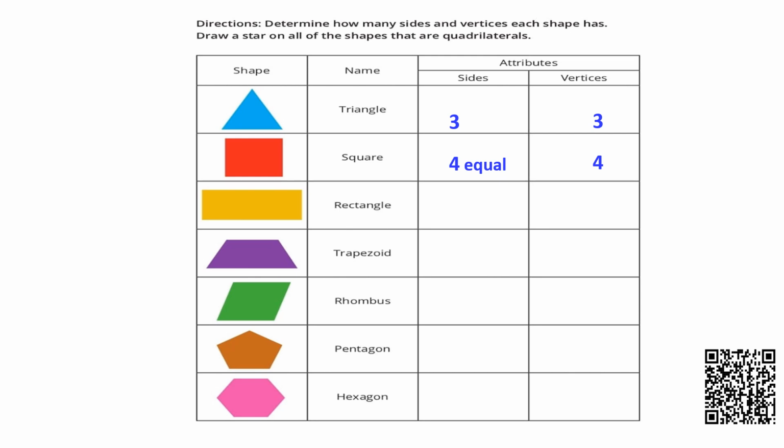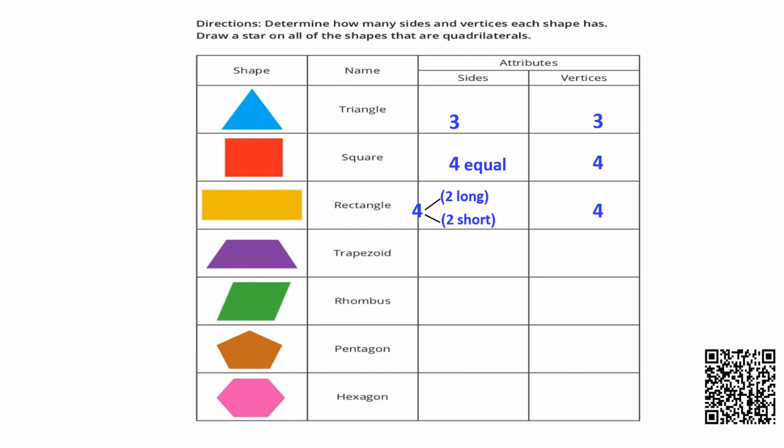How many sides do you have? 2 are long and 2 are short. All of them are 4 sides. Great. How many vertices? 4 vertices.